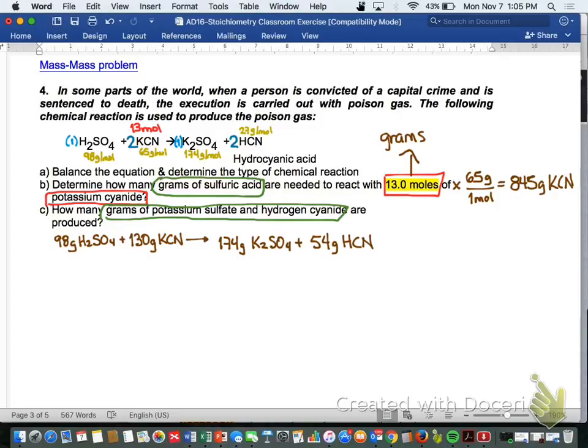Well, now I know the number of grams. I will start with 845 grams of potassium cyanide, and my first conversion factor will have potassium cyanide before. How many grams of potassium cyanide according to the balanced reaction? How many grams of potassium cyanide do I have in the balanced reaction? 130. Yes?